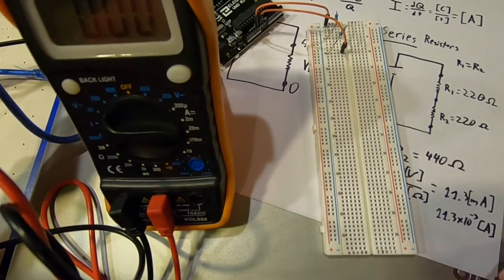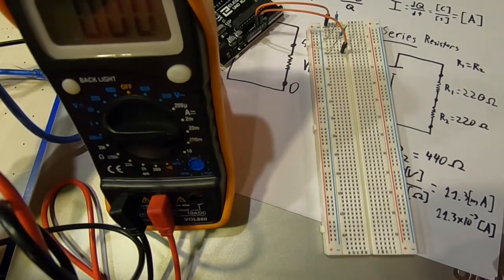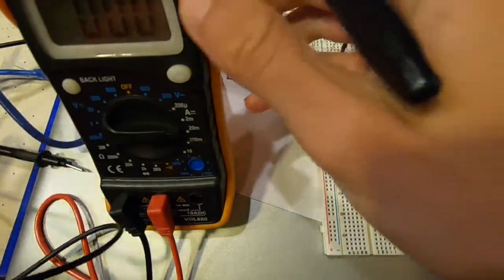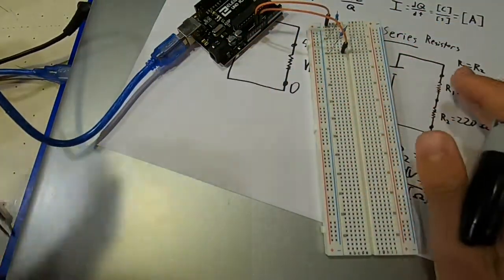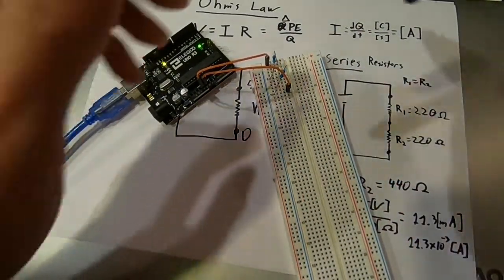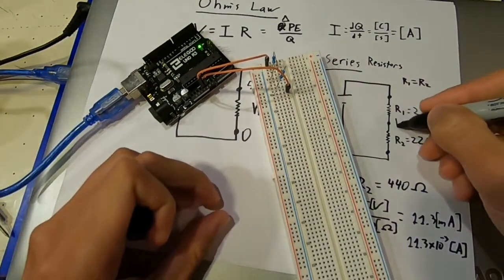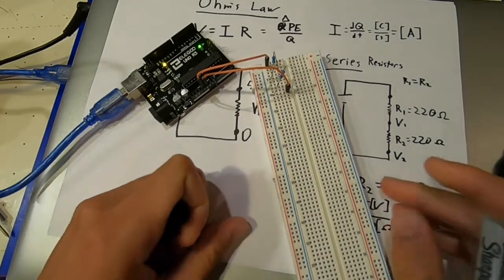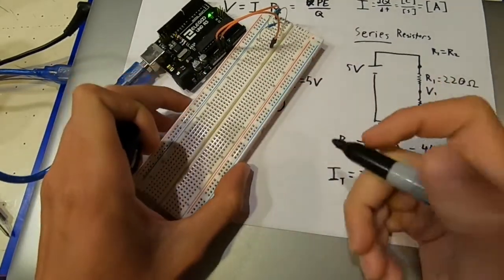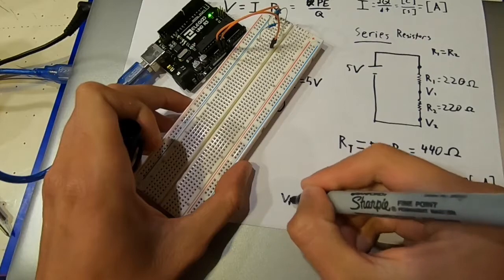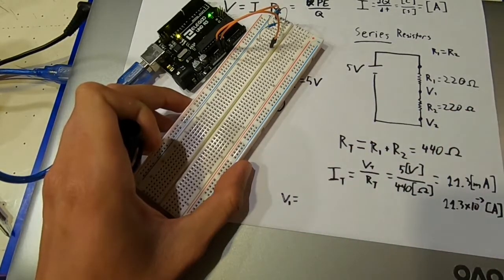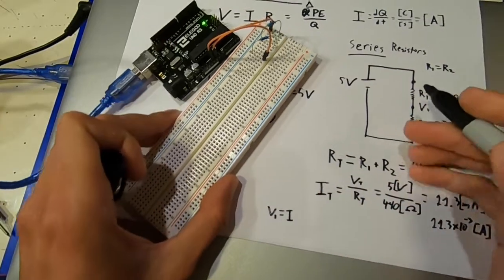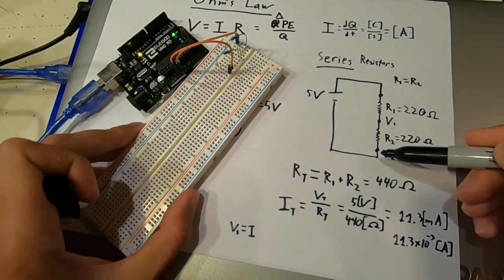Okay, so that being said, what are the voltages across each of these resistors? What is our V1 here and our V2 over here? So to calculate our V1, that's going to be equal to our current. And the current going through resistor 1 is going to be the same as resistor 2, right?